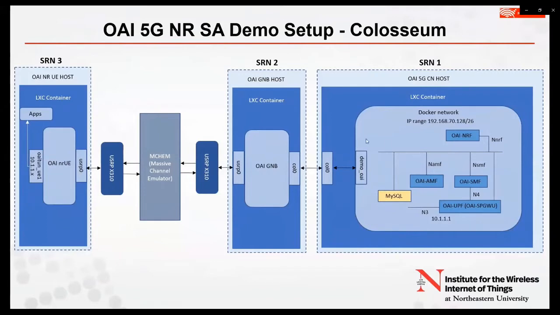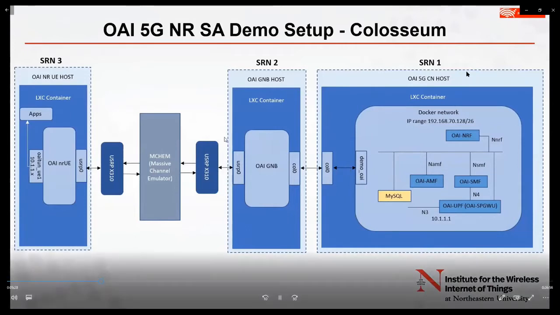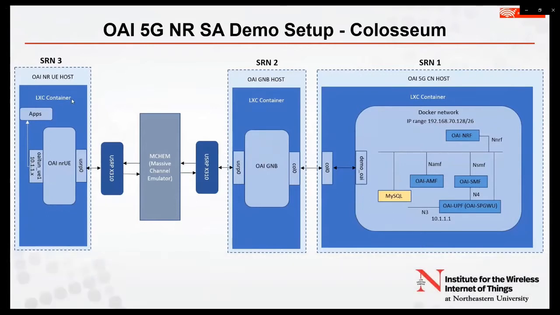The demo OAI interface provides a bridge into the Docker network. The gNodeB runs in an LXC container on SRN2 and connects to the core network host via Ethernet. SRN2 is connected to a USRP X310 that the gNodeB uses to communicate over the emulated wireless channel. On the left is SRN3, which is the UE host.